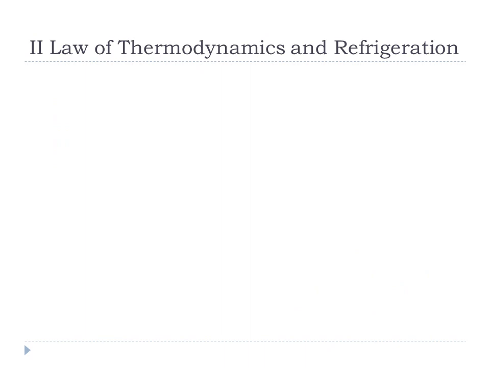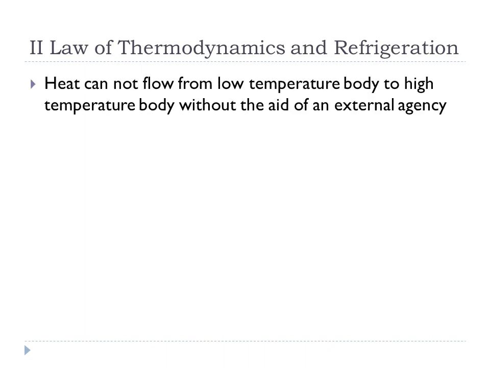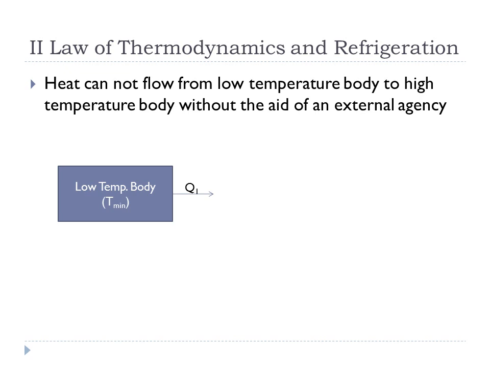Second law of thermodynamics and refrigeration. These two things are interrelated. How? The second law of thermodynamics states that heat cannot flow from a low temperature body to a high temperature body without the aid of an external agency. Say for example, you have a low temperature body at a very low temperature represented as T minimum, and you want to remove Q1 amount of heat from this body, and you want it to be rejected to a high temperature body which is at T max.